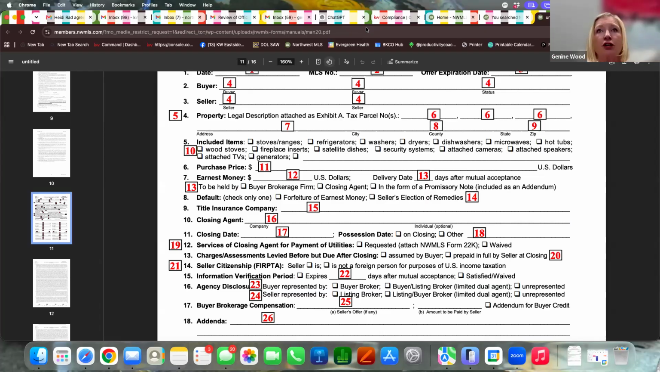The one thing you will never check on line 16 is unrepresented and unrepresented. You cannot not represent a person. You have to represent one side, period. You're not an attorney. You can't just start writing contracts for the fun of it and get paid. That is against the law, and we would get sued for malpractice. So you've got to watch that very carefully.